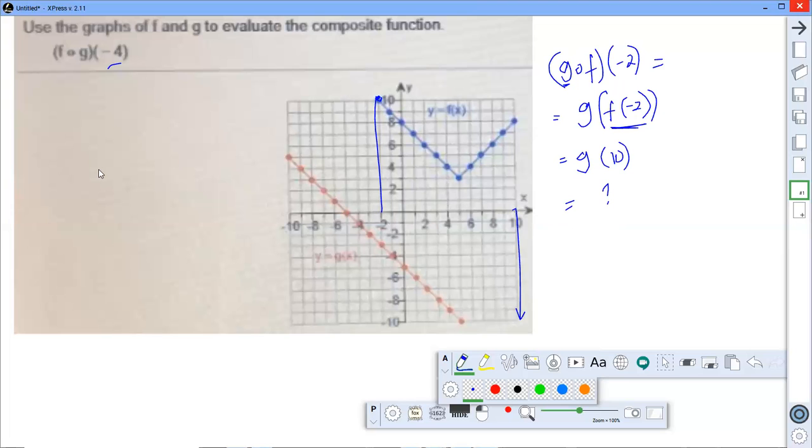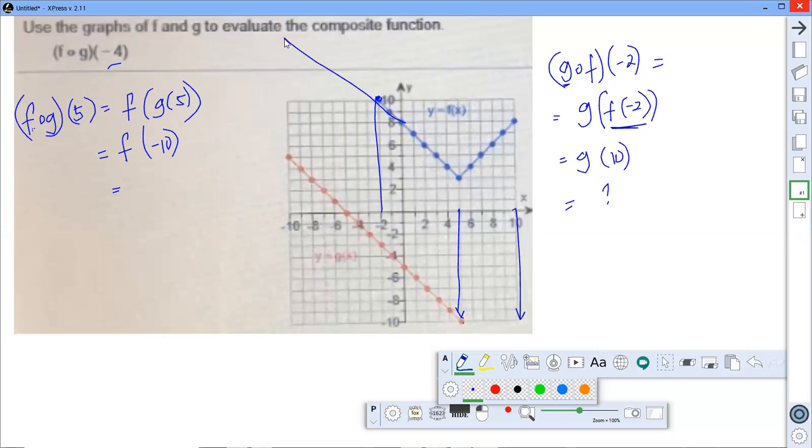All right, let's try another one. Let's say f of g of 5. So we will rewrite the outside function f of g of 5. This is g, the red one. G of 5 is right here, so that's -10. Now we need to find f of -10. Well, obviously this graph is not extended long enough. If it was extended long enough, we would have been able to find f of -10.